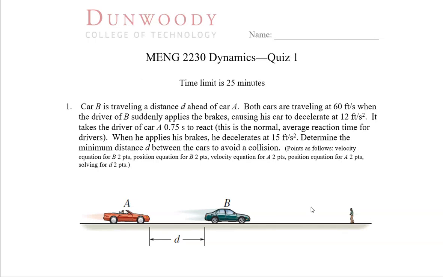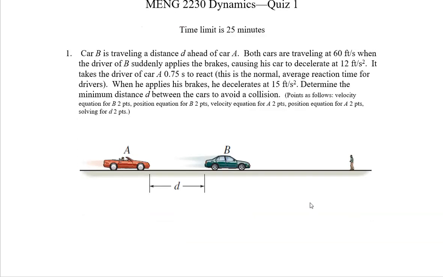Okay, we'll take a look through the Dynamics Quiz 1. We have two cars traveling here, car A and car B. We see here that car B is traveling a distance d ahead of car A. At first they're both traveling at 60 feet per second.